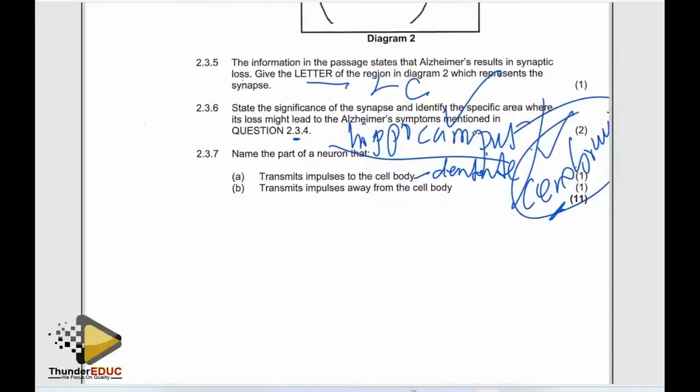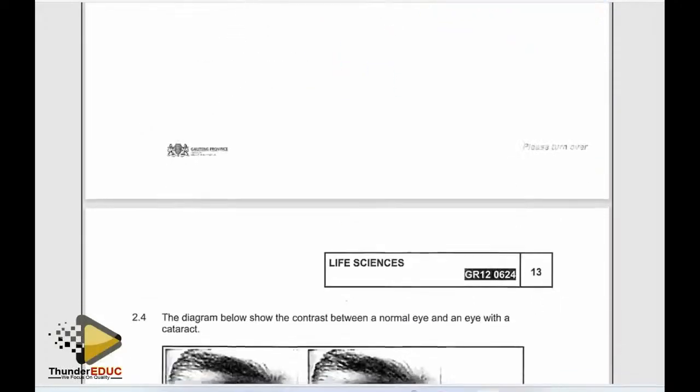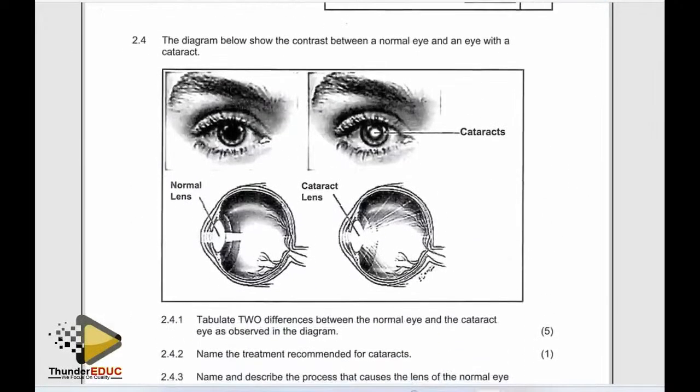So the part that transmits impulse to the cell body is the dendrite, while the part that transmits impulse away is the axon. Yes, I think guys we got it right. Thank you. We go to the next question.